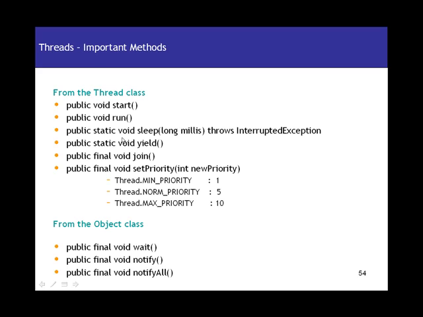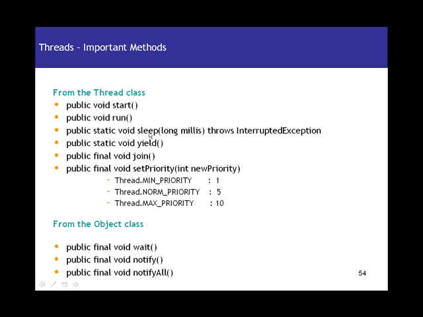So the next method is sleep. If you have a look, the sleep and yield methods are static methods. So basically these methods are invoked on the Thread class. Whenever you call sleep or yield, they act on the current active thread which is actually running right now.